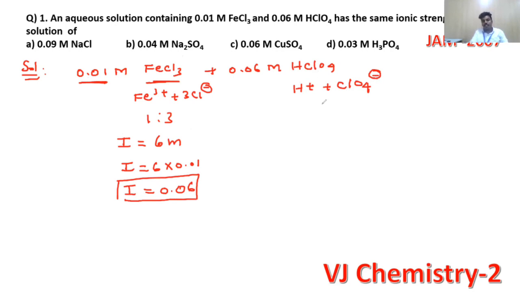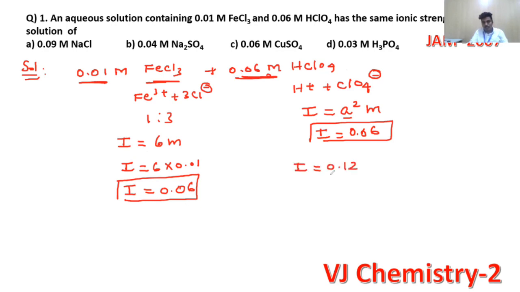If you apply the concept to KClO4, what is the charge ratio? 1:1. For 1:1, what is the formula for ionic strength? A square into m. What is the A value? 1. A means charge, okay? A means charge, not the concentration value. 1 square into m. What is the m value? 0.06. Okay. This is the ionic strength of KClO4. This is the ionic strength of 0.06. They both are containing the same solution, right? What is the total ionic strength? 0.12. This is the total ionic strength.